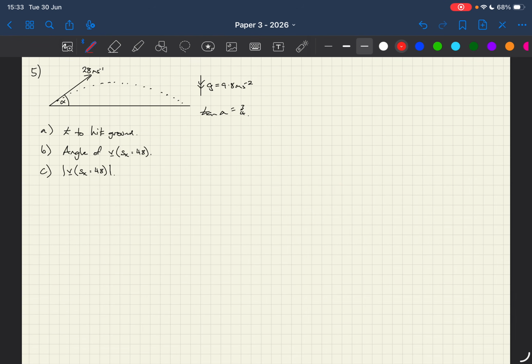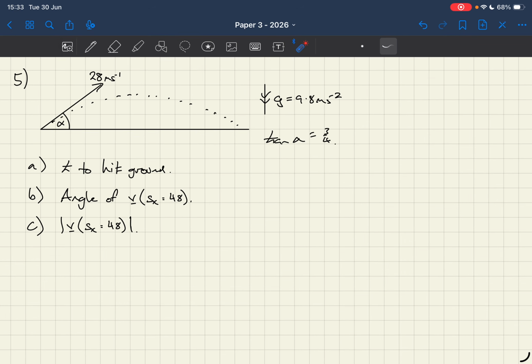Lovely. Let's keep going to number 5. Some projectiles. We're firing something in the air. Don't know exactly what it was. Again, I've done the same angle. Angle's correct, so it's tan. Tan is 3 on 4. Time to hit the ground. SUVAT. S, well, we're on the ground, aren't we?